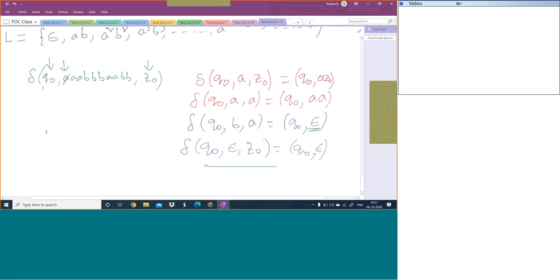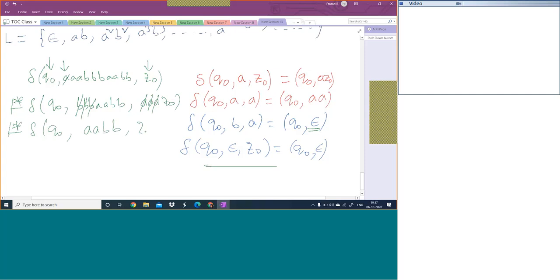Okay, this is the input string. What is happening here? We are pushing the 3 A's one by one into the stack. When B comes, for this B this A, for this B this A, for this B this A, we are deleting the A for every B. Then the machine is coming to this position. So for 3 B's, 3 A's are deleted. Now the machine comes to this position.